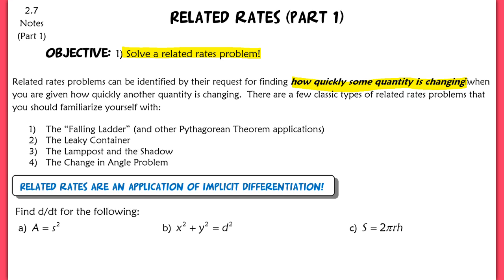Now there's a few classic types of related rates problems, and we're going to cover the first 3 today. We're going to look at a falling ladder problem, which has Pythagorean theorem applications. There are, among other problems that are similar to this, the leaky container problem, as well as the lamppost and the shadow problem. I think in the next lesson we'll get to the change in angle problem, as well as some much more difficult examples.